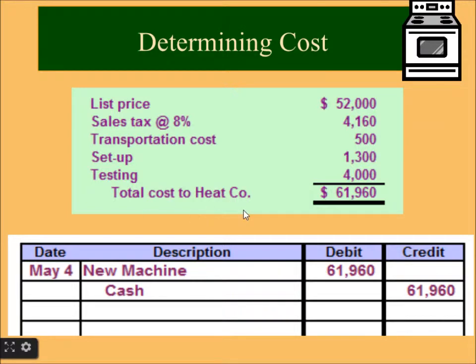So for the journal entry, we have to include the total cost. So new machine, the asset value is 61,960, and cash as a credit, because cash is given to buy this new asset. So cash credit of 61,960.